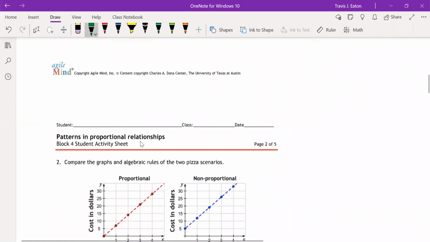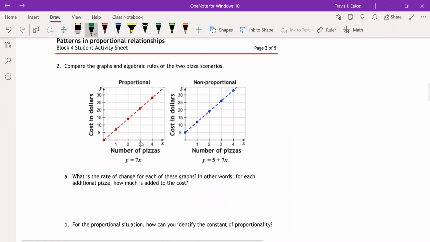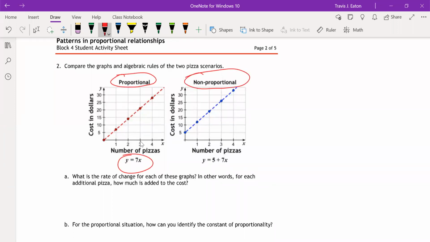So now let's look at these graphs and algebraic rules for the same two pizza scenarios. You can see here at the bottom of the first graph that this one is proportional. And at the bottom, you can see the equation for this is the cost in dollars is equal to 7 multiplied by the number of pizzas. And the one next to it is a non-proportional graph. And the equation for it is y equals 5 plus $7 multiplied by the number of pizzas.